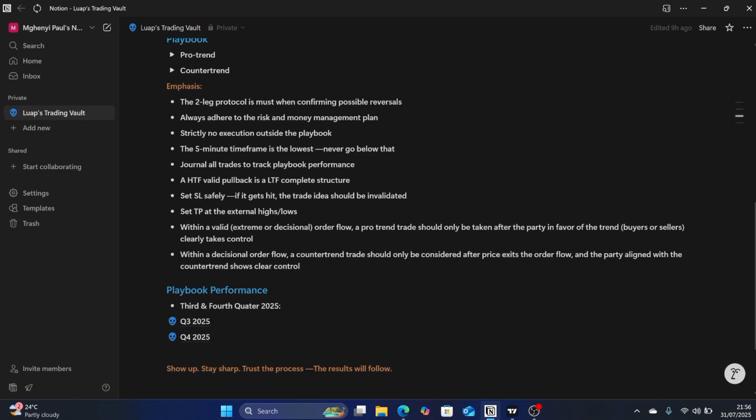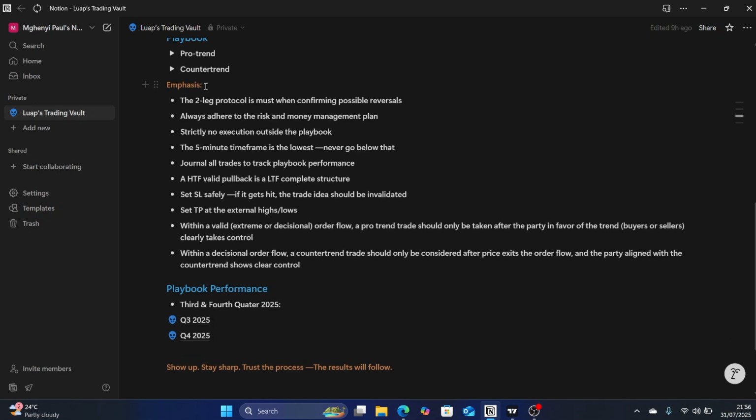All right, then there is the emphasis. Of course, these are just trading rules, things that you usually follow, based on your system. Strictly no execution outside the playbook. If the conditions do not meet, so let's say I get a trade from the first leg and I usually take starting from the second leg, I will not take that trade even if I see a rejection from the high time frame POI. I will not take that trade because it's on the first leg.